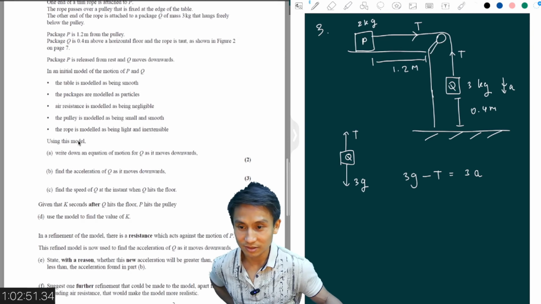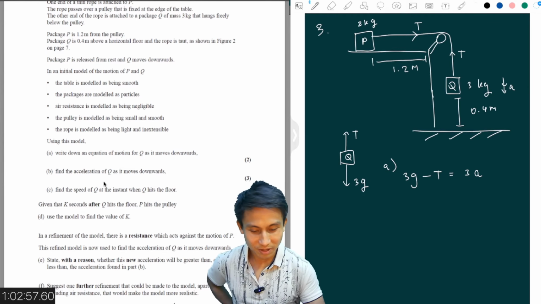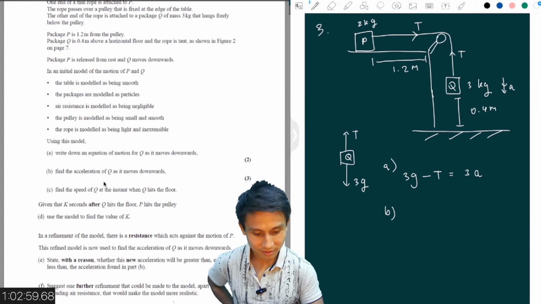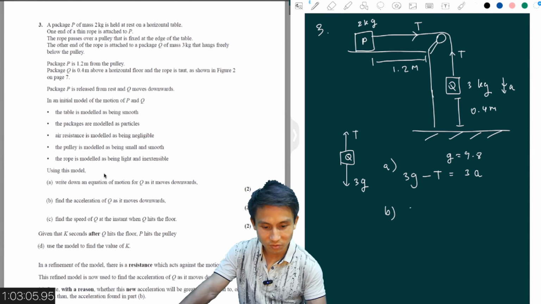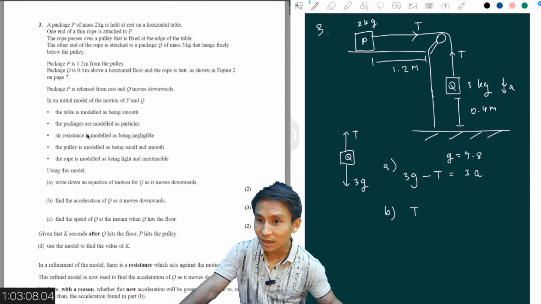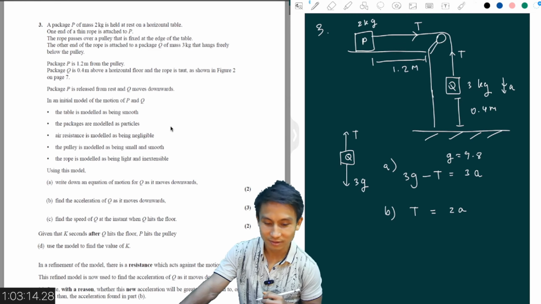Okay, find the acceleration of Q as it moves downwards. That means we need to find it from the other part as well. g is 9.8. So the other part is when we have P, right? The table is smooth, so there's no friction there. It's just going to be T equals 2 kilograms times a.